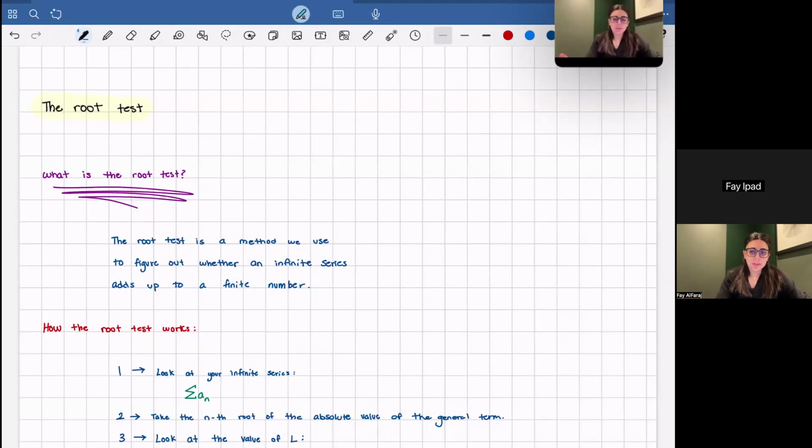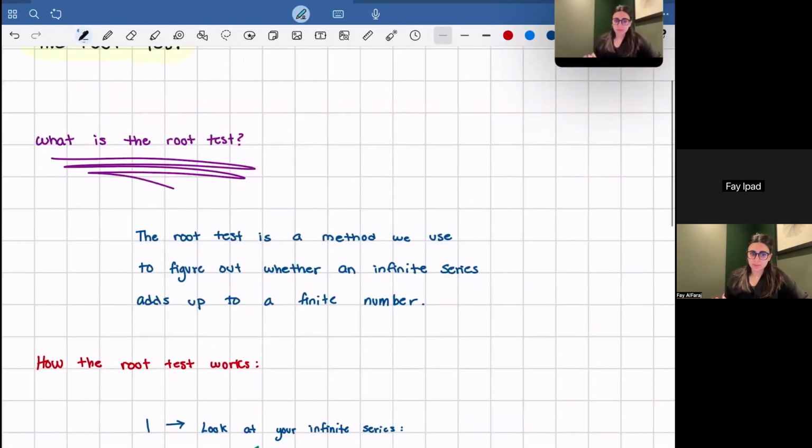I'm Faye, and I'll be explaining the root test. So let's start off with what the root test is. It's basically a method that we use in order to figure out if an infinite series adds up to a finite number or not.